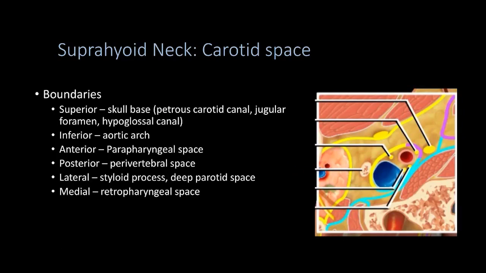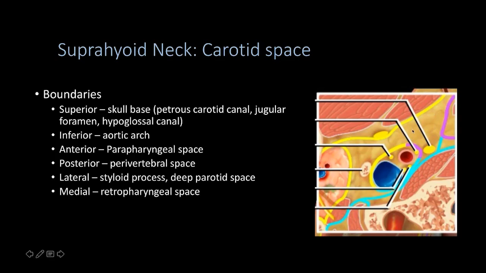So now we're going to move on to the spaces that continue in the suprahyoid neck as well as the infrahyoid neck. So the carotid space goes from the skull base, and it's going to abut the carotid canal, the jugular foramen, as well as the hypoglossal canal, and extend inferiorly to the aortic arch.